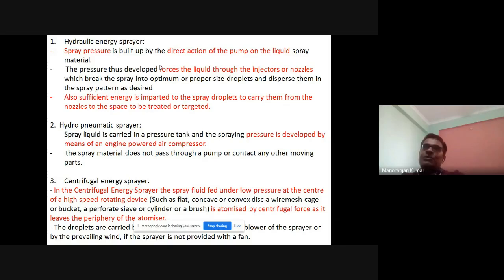Whereas in the hydraulic energy sprayer, there is a contact between the pump and the liquid spray material. But here, there is no contact between these two. Okay. Now, third type is centrifugal energy sprayer.